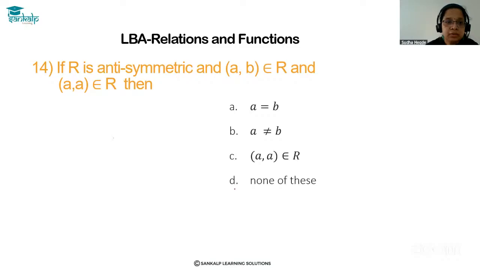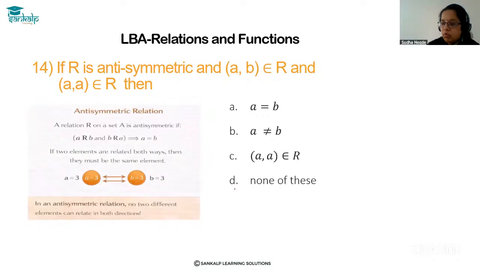Hello everyone, let us take the question. If R is antisymmetric and (a, b) belongs to R and (b, a) belongs to R, then you need to check whether a is equal to b, a not equal to b, (a, a) belongs to R, or none of this. What is the definition of antisymmetric?